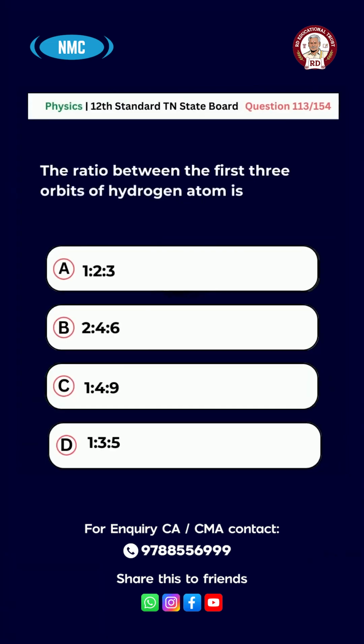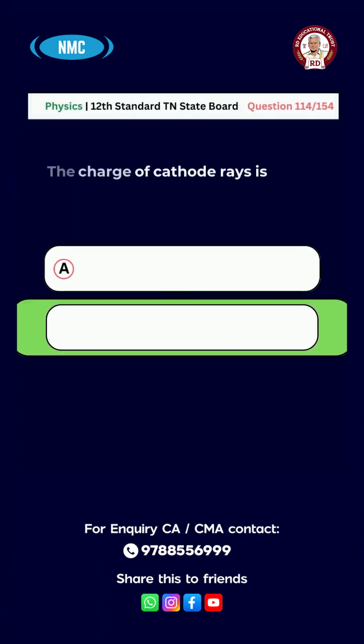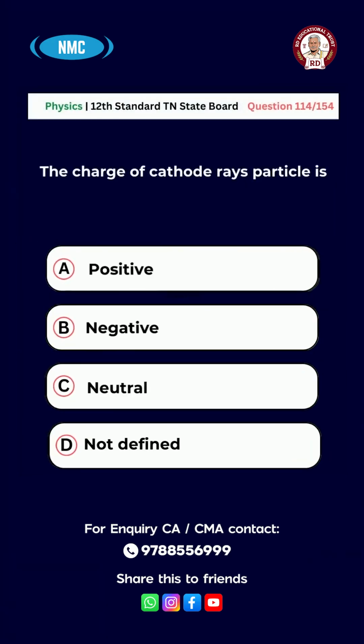Question number 113. The ratio between the first three orbits of hydrogen atom is option A 1:2:3, B 2:4:6, C 1:4:9, D 1:3:5. The right answer is option C 1:4:9. Question number 114. The charge of cathode rays particle is option A positive, B negative, C neutral, D not defined. The right answer is option B negative.